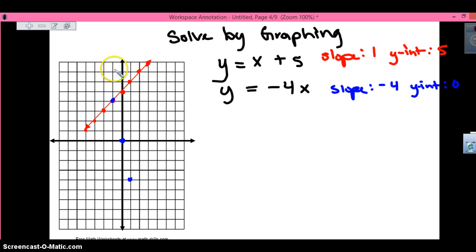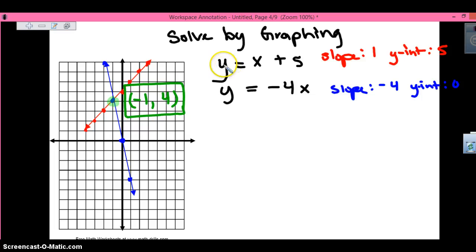Did we find where they intersect? Can you already see where they meet? So their point of intersection is right here. What's that ordered pair? -1 and 4. That's the point of intersection. We can check our work.